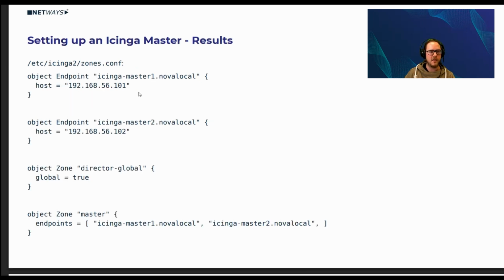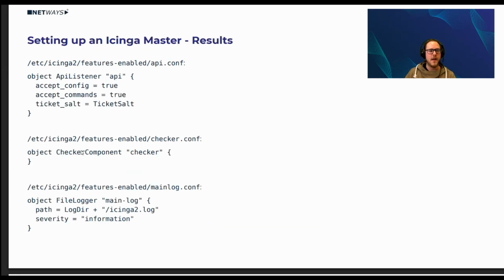Also, we get a zones.conf. What I did in YAML right now is basically just what will end up here. As I said, nothing too fancy, nothing unfamiliar to you. Also, our API feature will be activated in this style. The ticket salt will always be set to the ticket salt constant, which in most cases will just be empty. And we also got our checker feature and our main log feature.